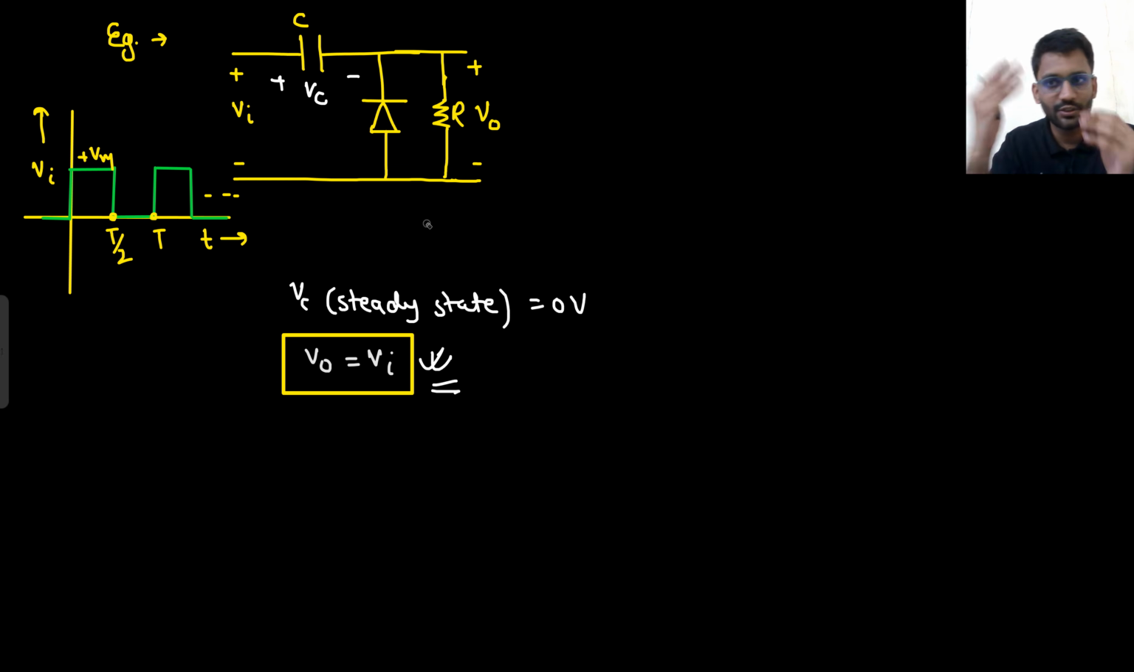Just turn on the diode first, 0 volt, turned on. You need to find the capacitor voltage. Capacitor voltage is 0 only. So what is V out? V out is simply equal to V in. Let's move on to the next problem.